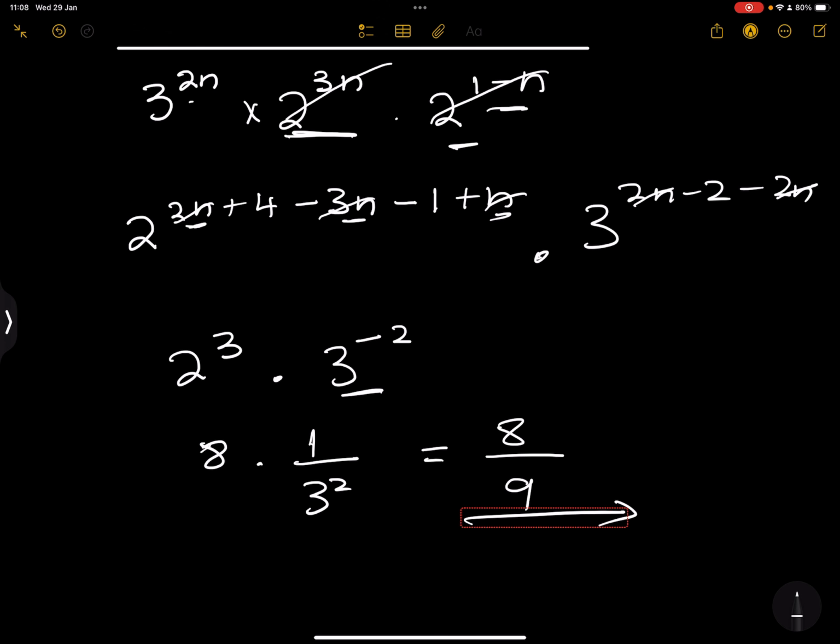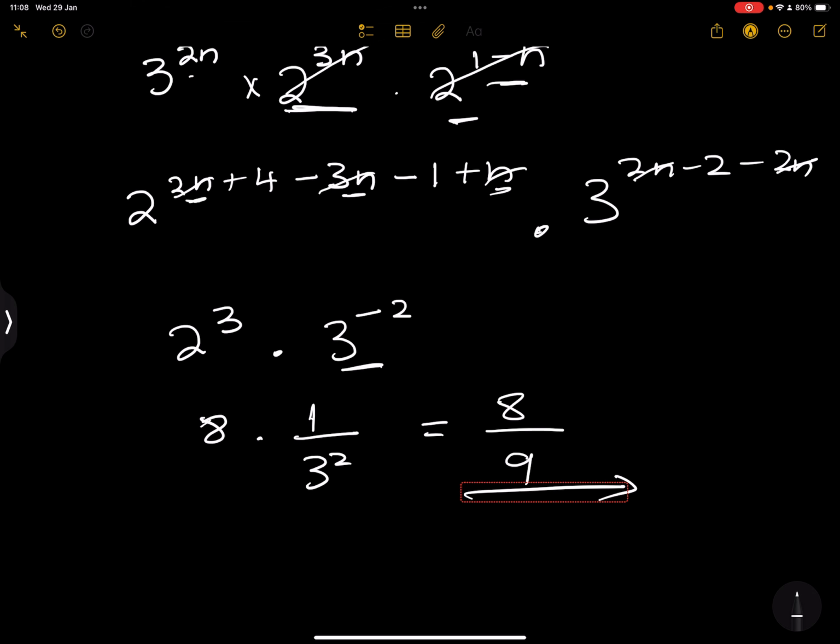Right, I am going to leave it here. We're going to try out another example next time that has some surds in it and try out some more examples in the future. For now, I'll leave it here.